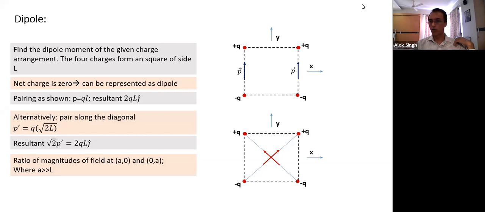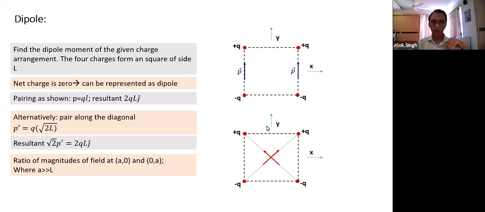I hope most of you recall the formula. What are the formulas for field on the axis of a dipole at a large distance? On the axis, it was 2kp by r cube. On the equatorial axis, it was equal to kp by r cube. So at the same distance on the equatorial axis, the magnitude of the field becomes half, and the direction also changes.